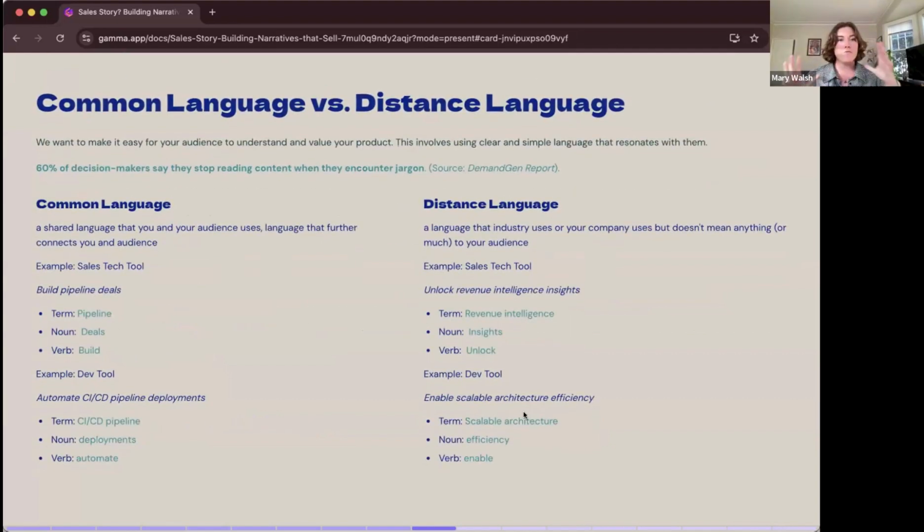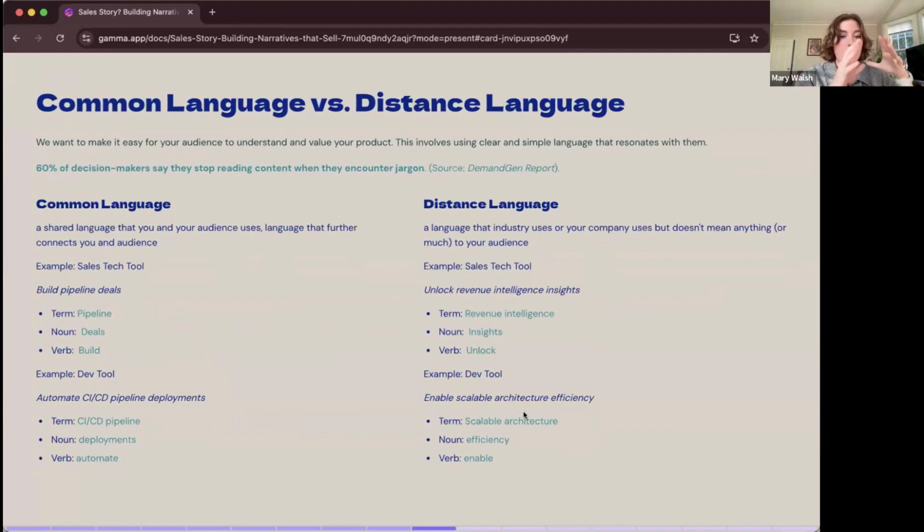All right. The second pillar of this sales story framework that I want to go over, especially because I know some of us have mentioned AI, and I think I even saw in the chat that AI is such a buzzword right now, is something that I call common language versus distance language. This is about how stories are told and the delivery of that story.